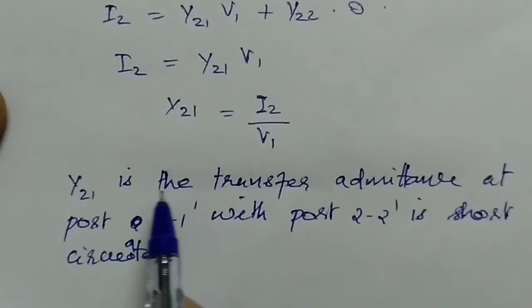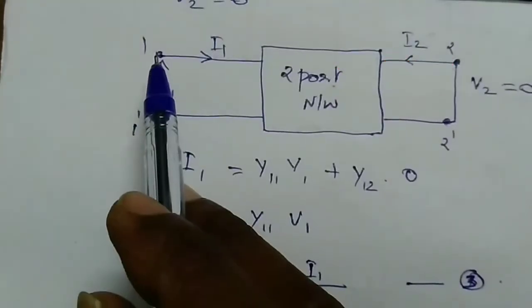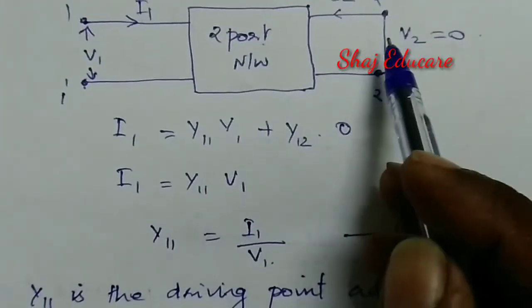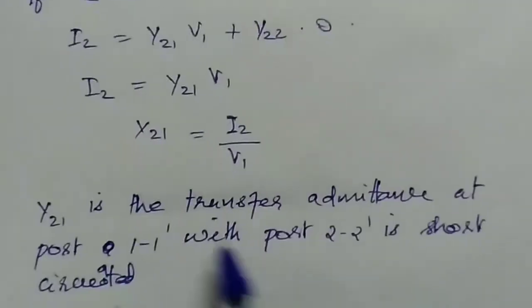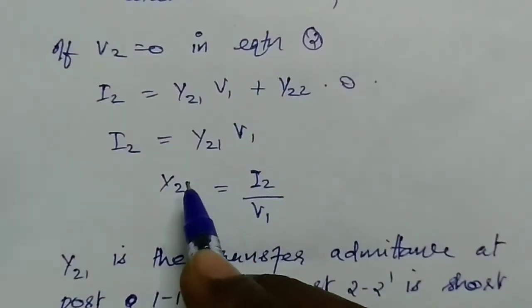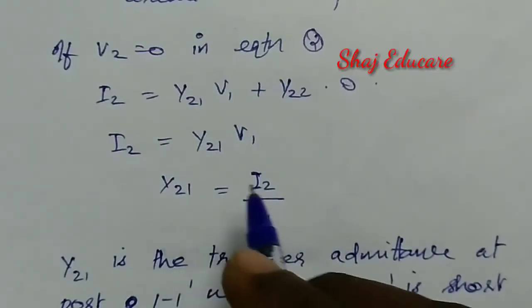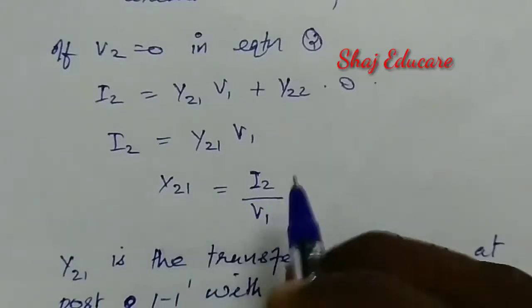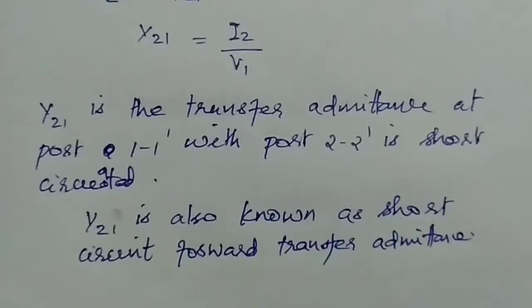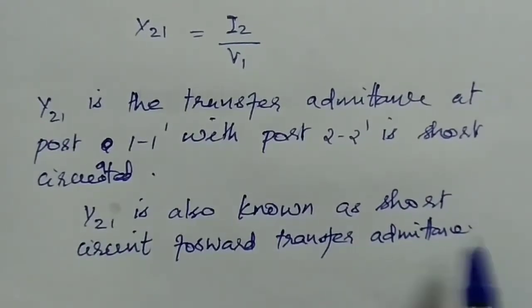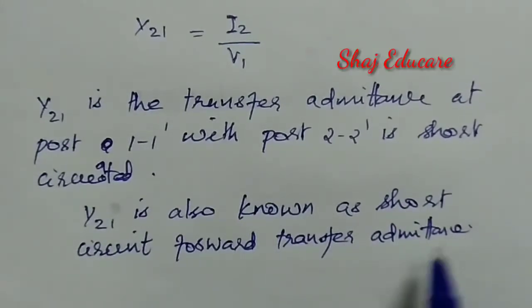Y21 is the transfer admittance at port 1 dash with V2 equal to 0, with port 2 dash short circuited. Also, y21 is known as short circuit forward transfer admittance. Sorry, I said impedance earlier, but it is admittance, not impedance. I have made a mistake.